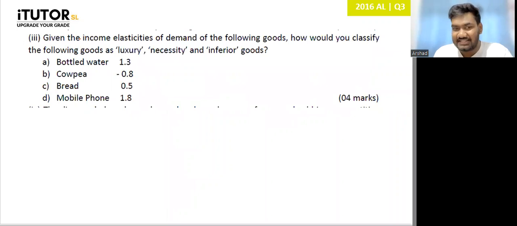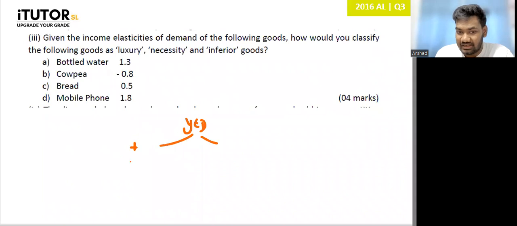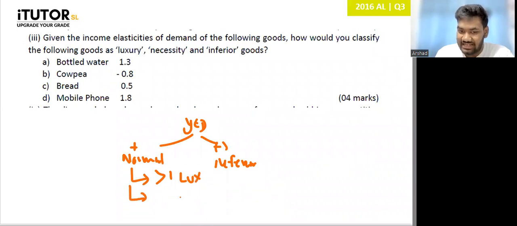Okay, this one is very easy, guys. Given the income elasticity, how would you classify? Based on YED. If your YED is positive, it's a normal good. If your YED is negative, it's an inferior good. If your YED is positive and greater than 1, then it's a luxury. Positive and less than 1, then it's a necessity, or you can call it an essential good. Okay, that's how you classify. Very basic, you should be knowing.